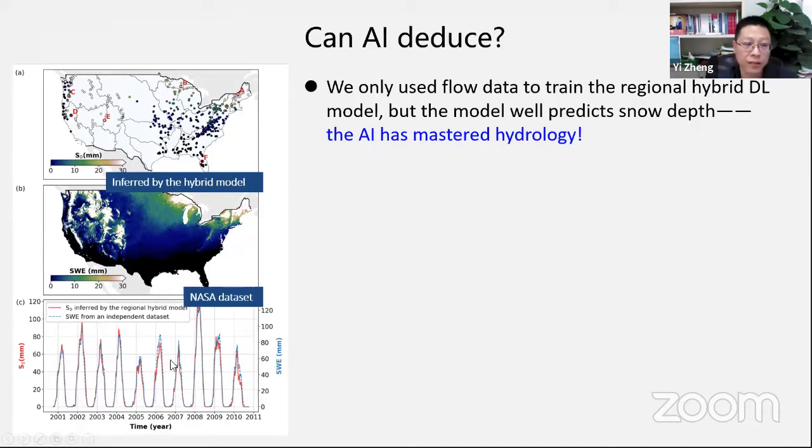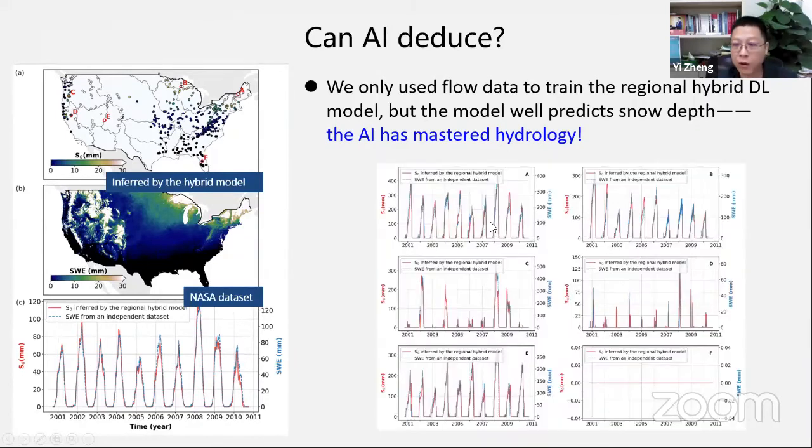That's on the lumped result. We also check the different watersheds. They all show very good matches. So it tells us the AI has already mastered hydrology, because it never learned the snow data, but it can tell you the right story about the snow depth.